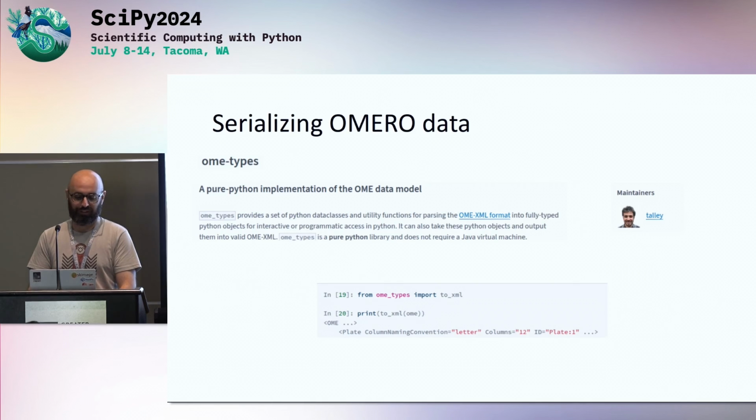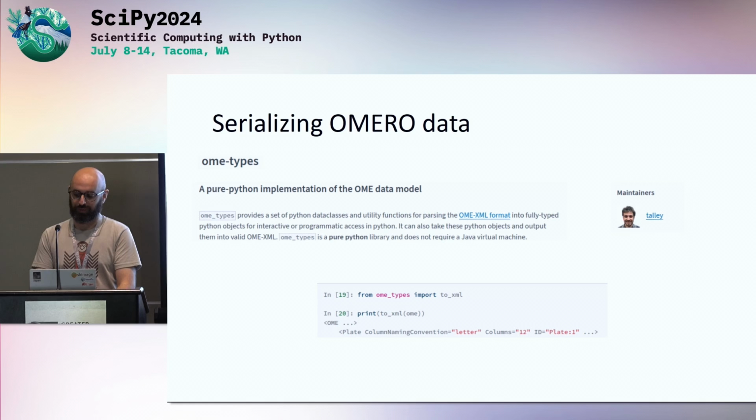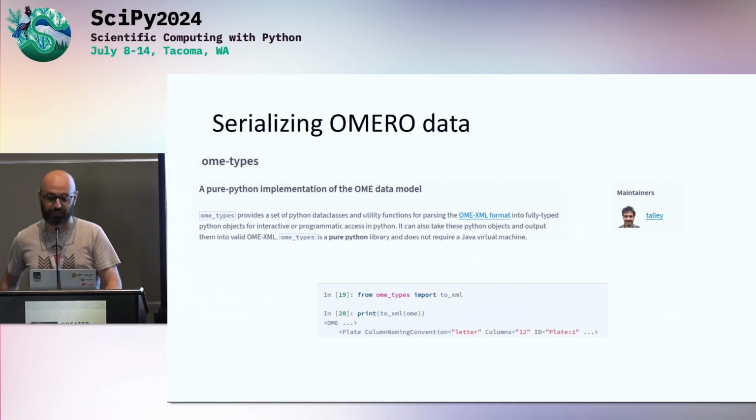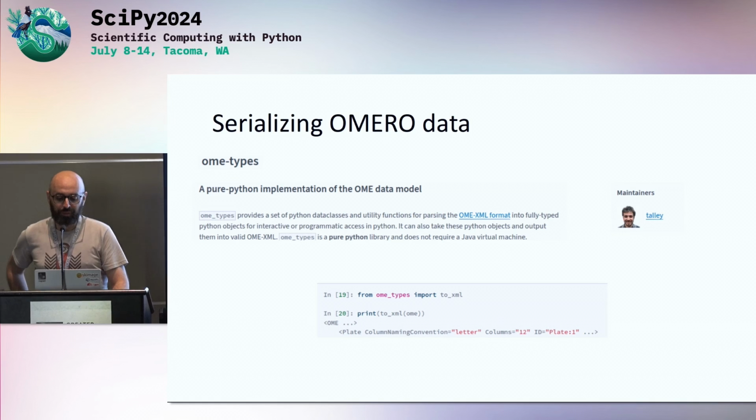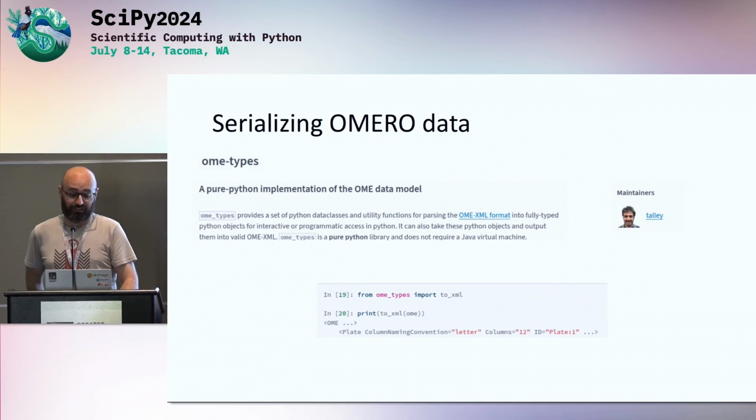So if you know anything about anything, you know that what we need to do is serialize that relevant data on one side, deserialize on the other side. This very nice gentleman called Tally Lambert, that some of you might be familiar with, wrote a library called OME types. OME types is a pure Python implementation of the OME data model, which is fantastic. It's exactly what we need to do something like that.